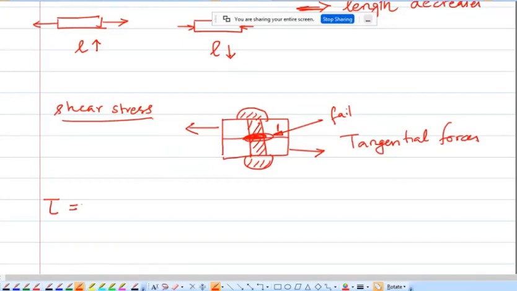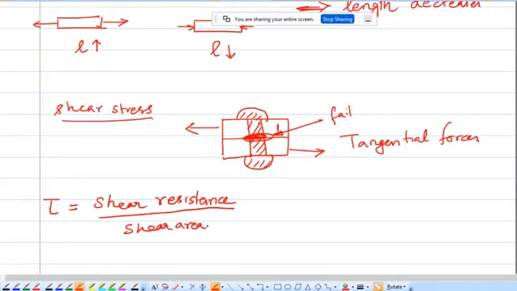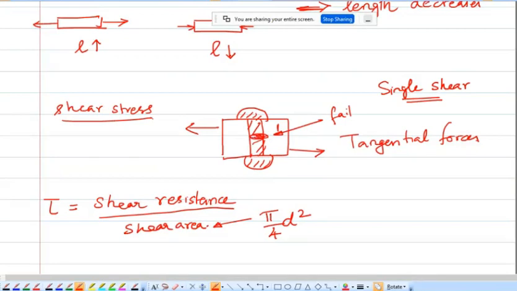Shear stress is defined as the shear resistance divided by the shear area. So what is your shear area? This is your shear area. If you are taking a rivet, it will have a circular cross section, so the area will be pi by 4 d square. This is a case of single shear because the body fails in one particular area.